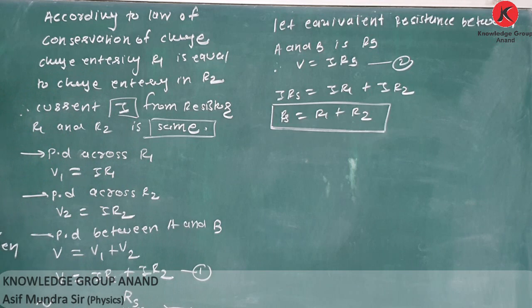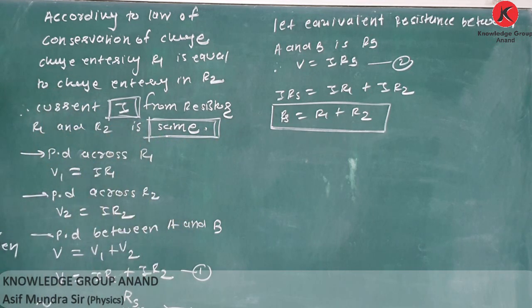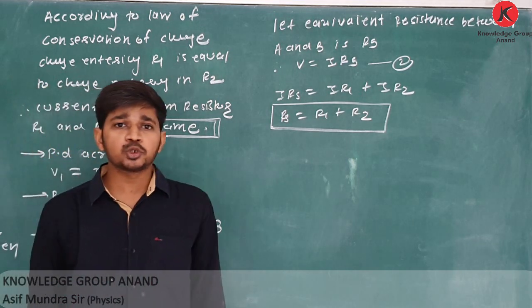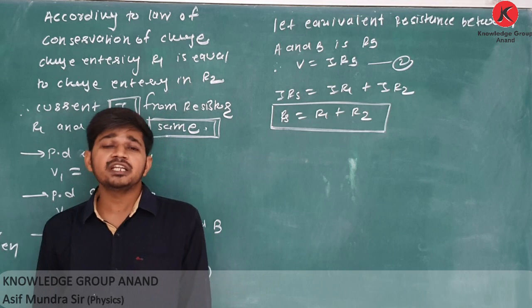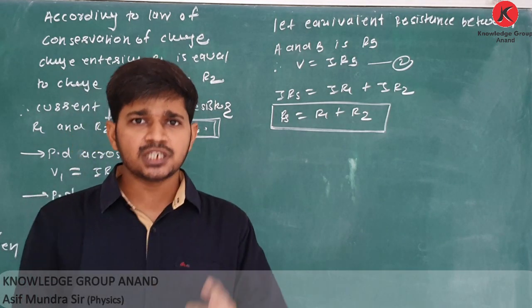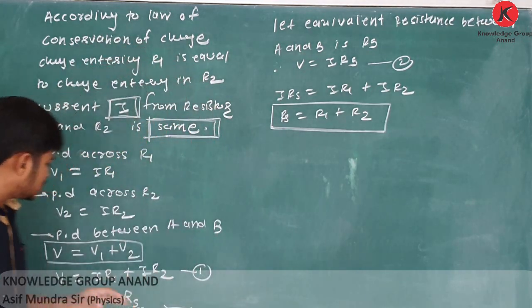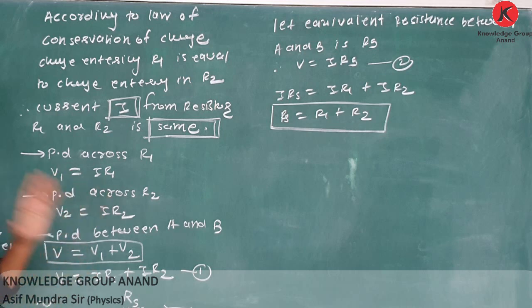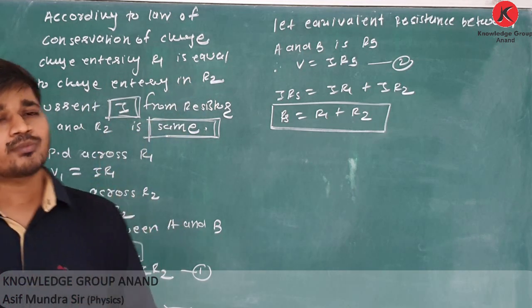What is the relation of current? Current flowing through each and every resistor is the same. What is the relation of potential difference? V is equal to V1 plus V2. Remember chapter 2, series and parallel connection of capacitors. You have to remember three relations. First, for current, in series connection, the current flowing through each resistor is the same. What about voltage, potential difference? V is equal to V1 plus V2. What about resistance? RS is equal to R1 plus R2.